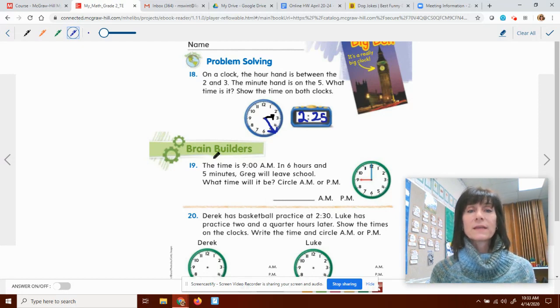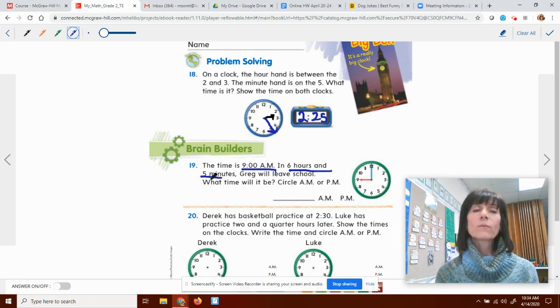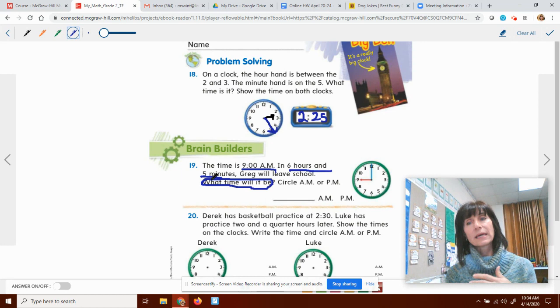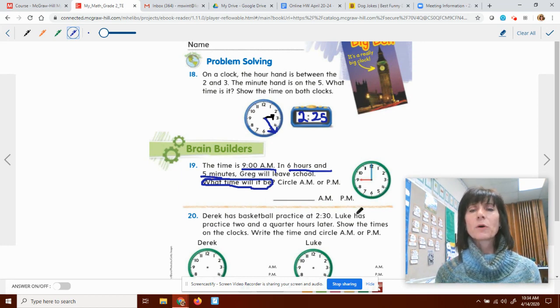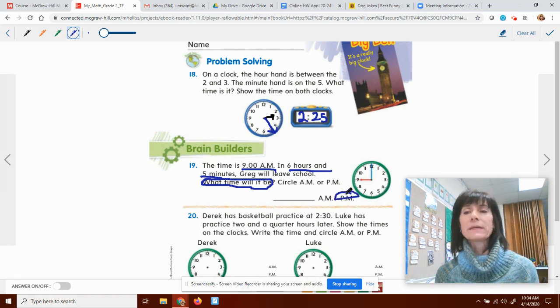Brain builders, the time is 9 a.m. In 6 hours and 5 minutes, Greg will leave for school. So he's going to leave school in 6 hours, 5 minutes. What time will that be when he leaves school? And it's a two-part question because they also want us to say, is that a.m. or p.m.? Well, after school, I know that's post-morning. And so I can circle that immediately.